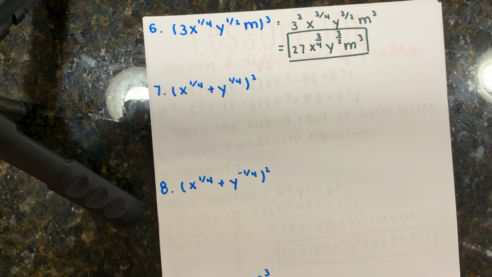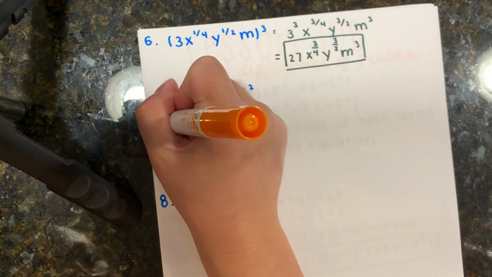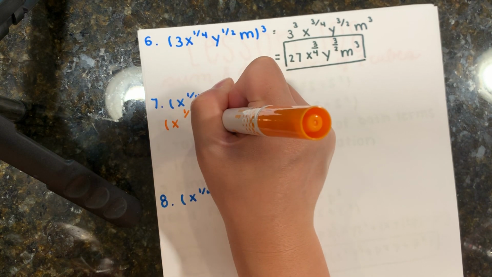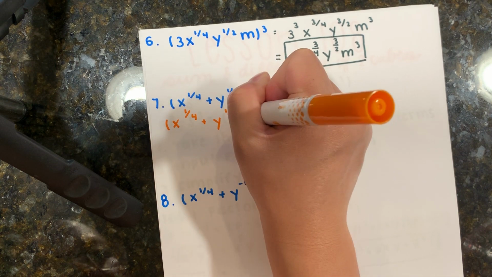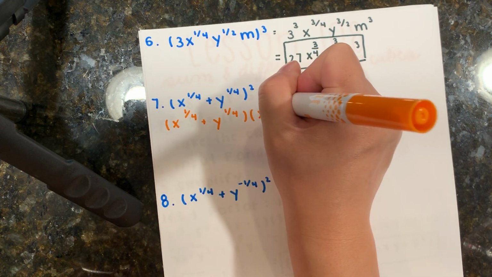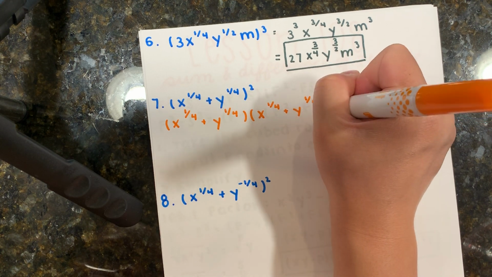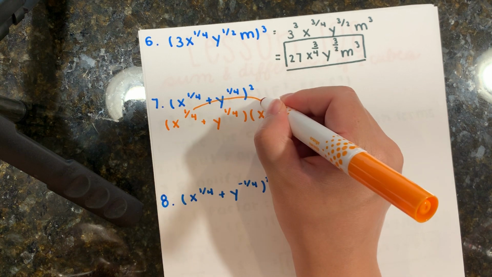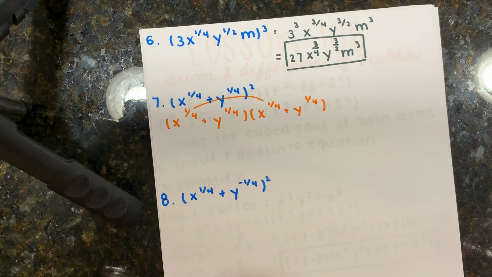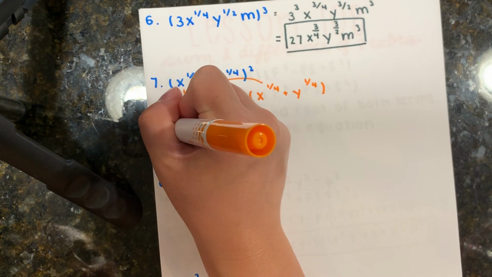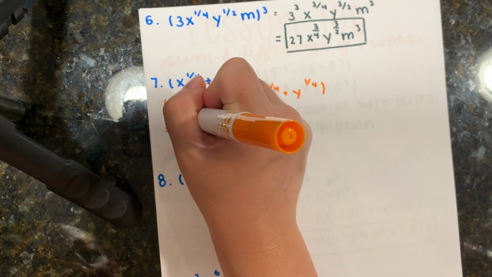But looking at number 7, we actually need to multiply out this whole thing. So really you have x to the 1/4 plus y to the 1/4 times the same thing, so x to the 1/4 plus y to the 1/4. When you distribute, you're going to add the exponent. So 1/4 plus 1/4 would be 2/4, which would be equal to 1/2.